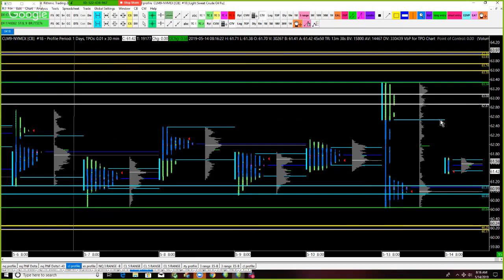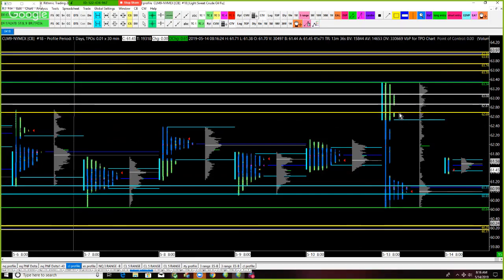So next, this is a valid location because it's at a prior day's value area high, and it's a valid anomaly. There's no volume build there, but it is a valid location.